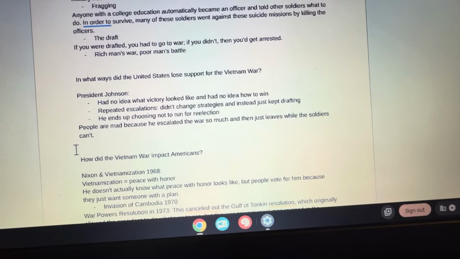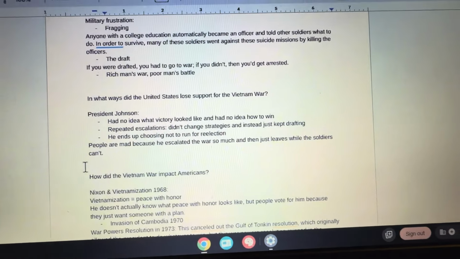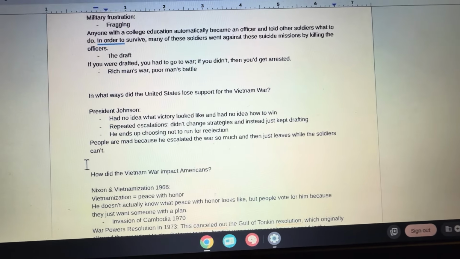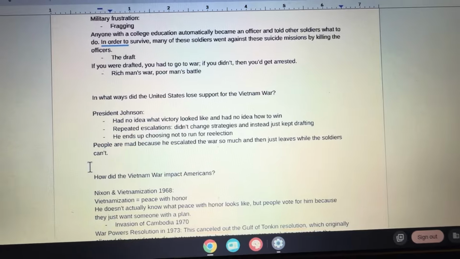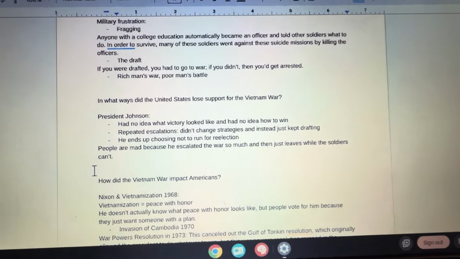The draft. If you were drafted, you had to go to war. If you didn't, then you'd be arrested. This was a rich man's war and a poor man's battle. And honestly, that's what all wars are.